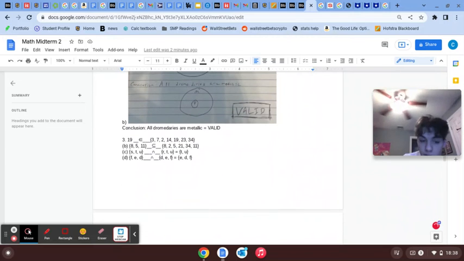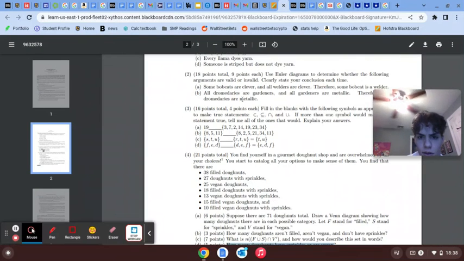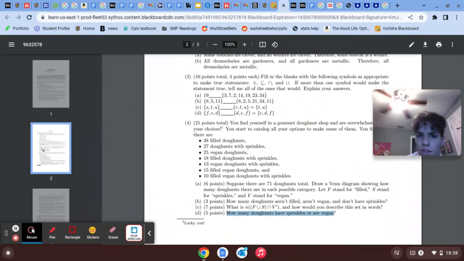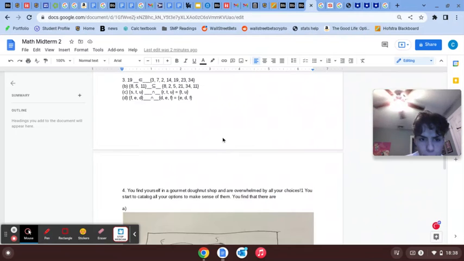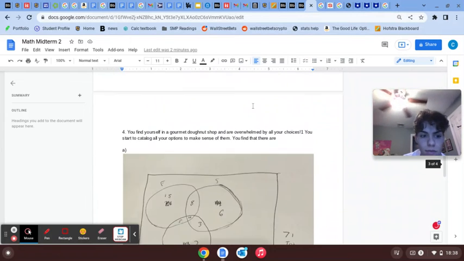Number 3, we have to use the symbols to just place them. What were the actual directions here for number 3? Fill in the blanks with the following symbols to make true statements. Yeah, so that is exactly what we did.